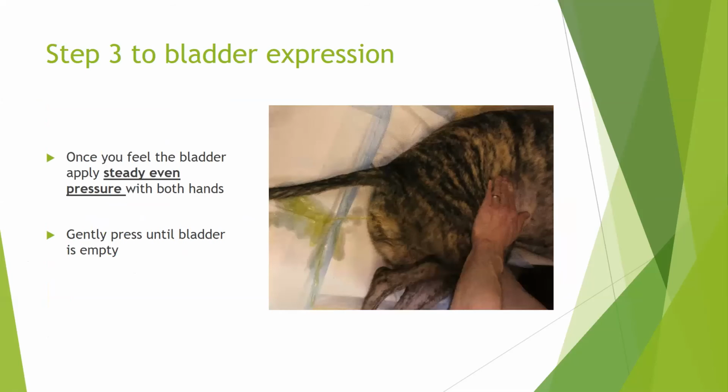Step 3 to bladder expression. Once you feel the bladder, apply steady, even pressure with both of your hands. And then you're going to continue to gently press until the bladder is empty. You may have to adjust your hands during this time. As the bladder is emptying, you're going to have a harder grip on it unless you are keeping that steady, even pressure.